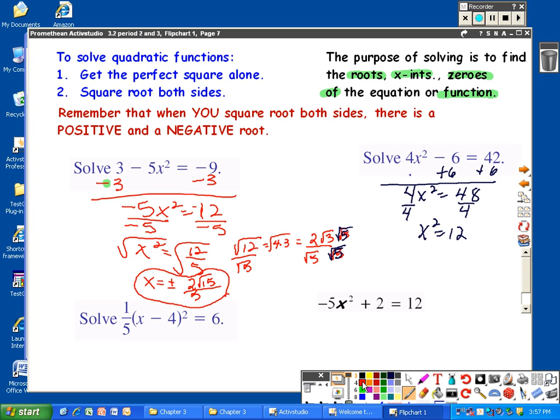Undo a square by square rooting. So x equals plus or minus, and this factors into 4 times 3. So that would be 2 square roots of 3.